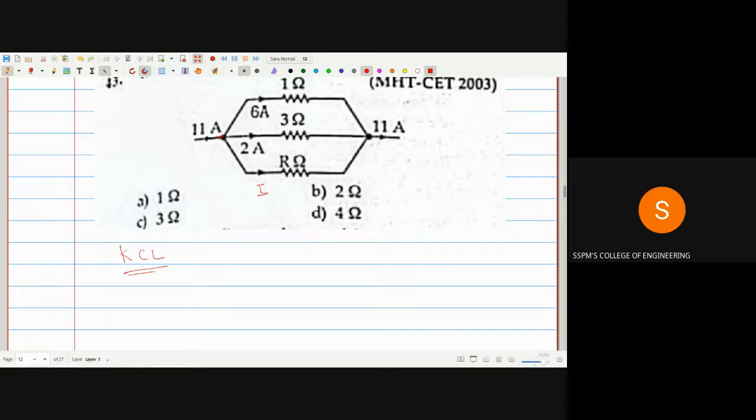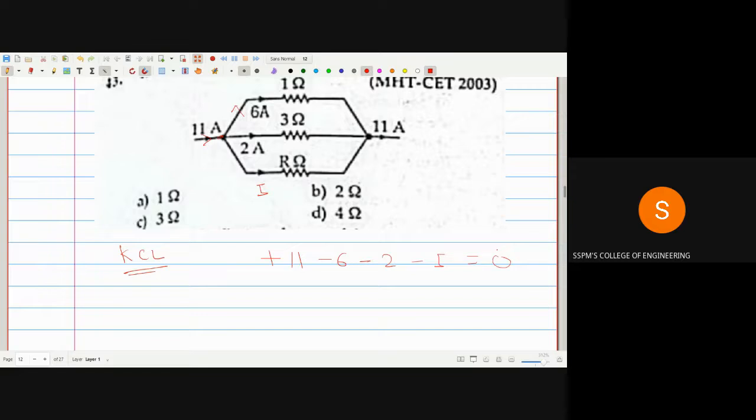So let us find the equation for the current. Here the current 11 ampere is flowing towards the junction A, so give it a positive sign. 6 ampere is going away from junction A, so it has a negative sign. 2 ampere is also flowing away from the junction, so it has a negative sign. And I is also flowing away from the junction. And the total summation according to KCL is 0.